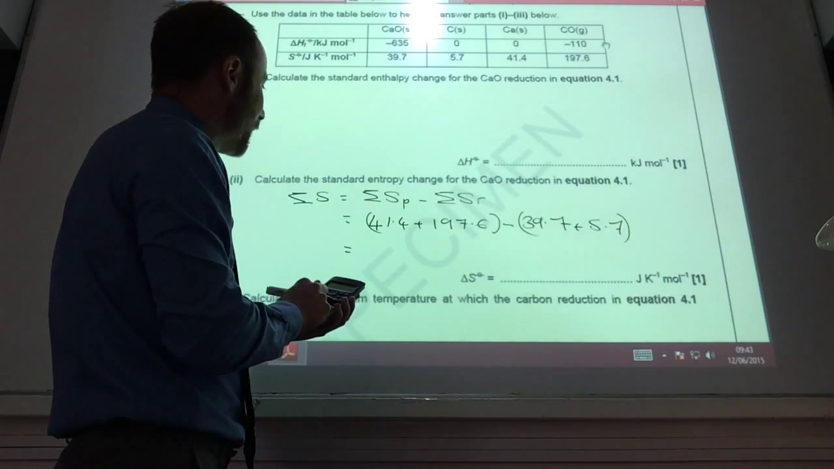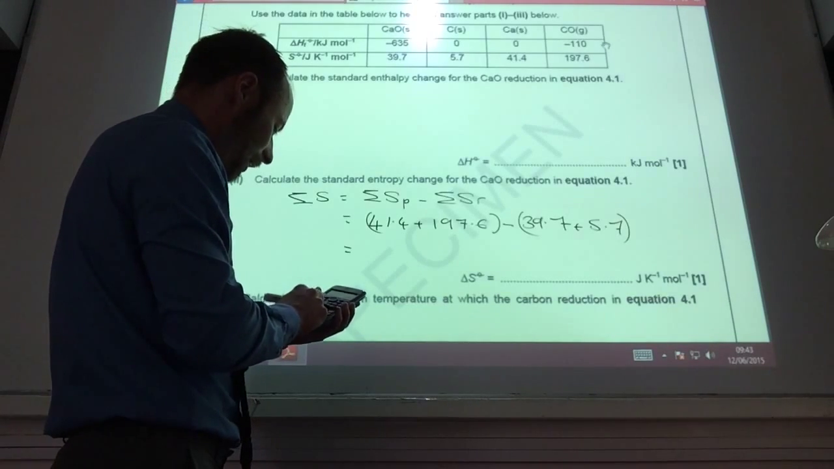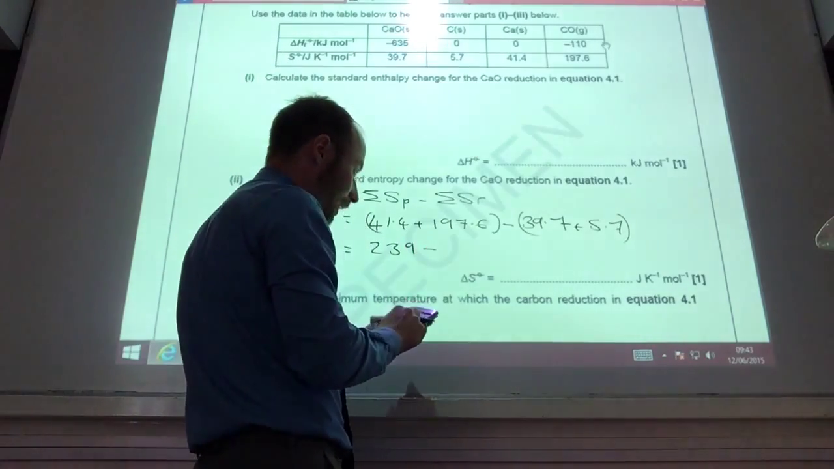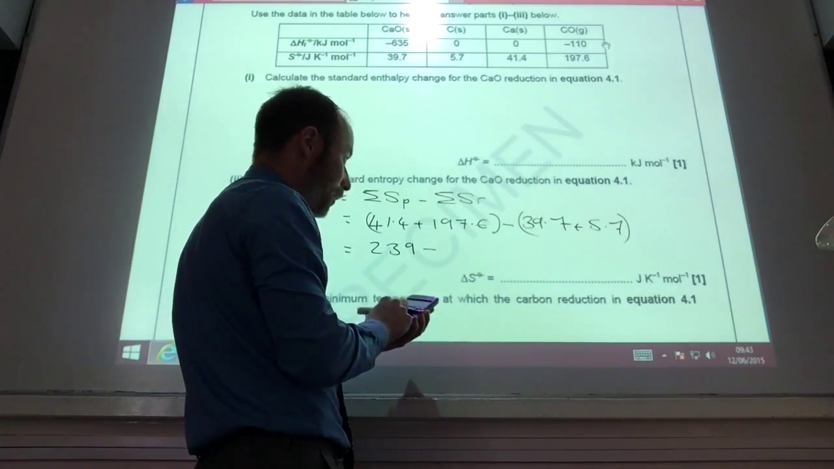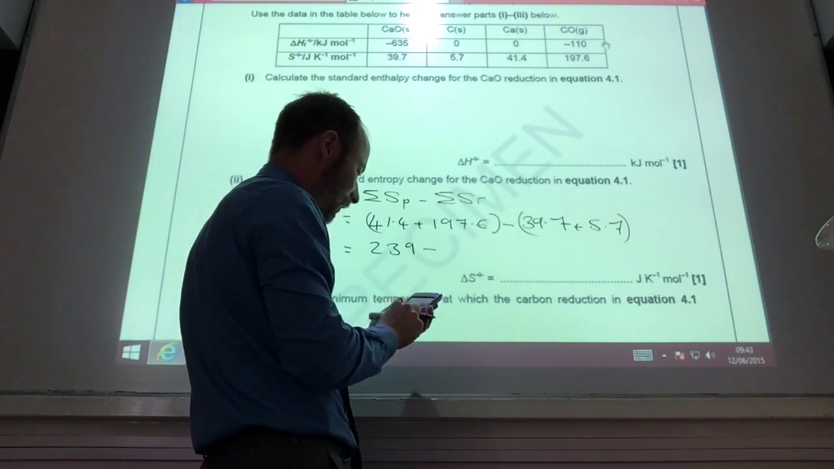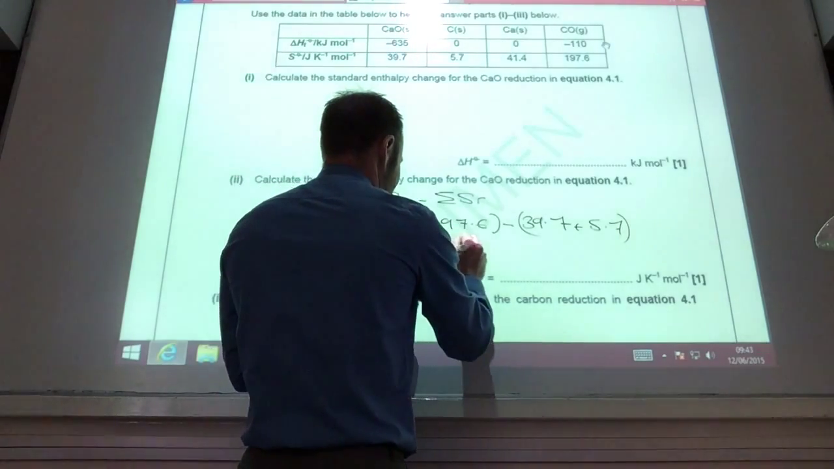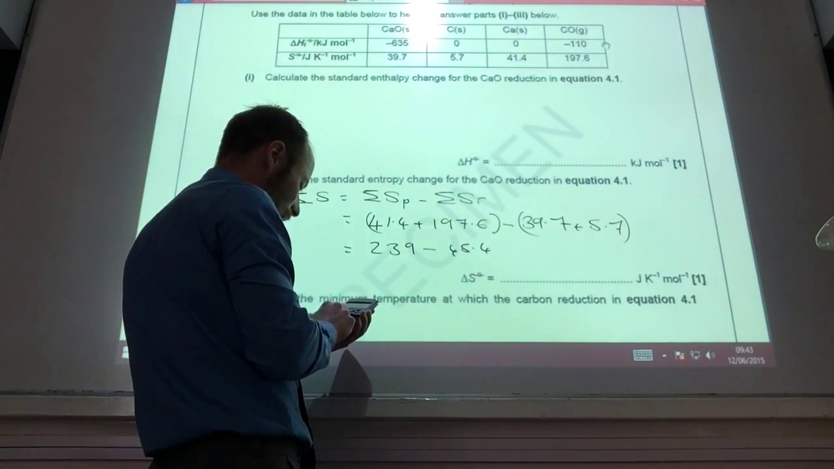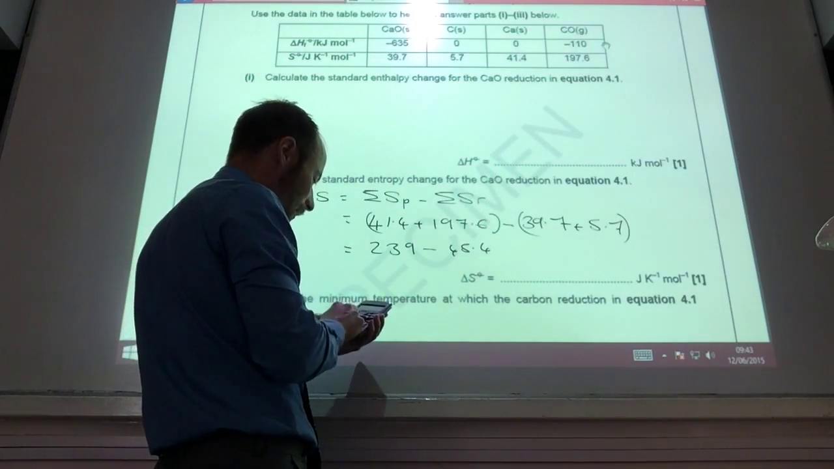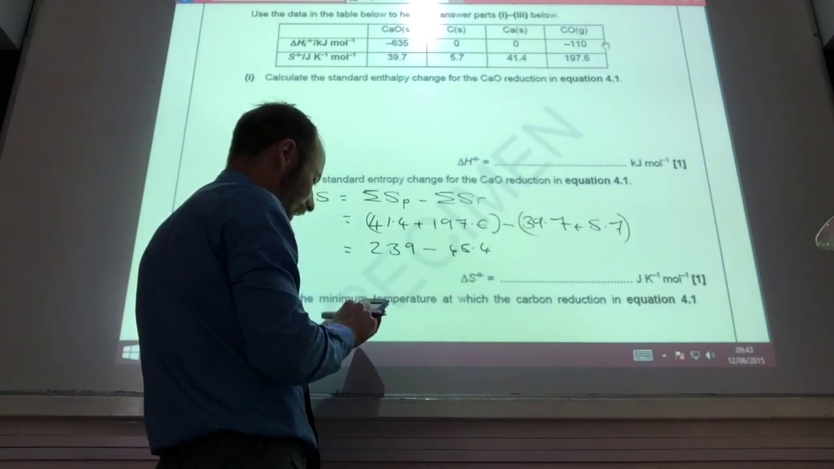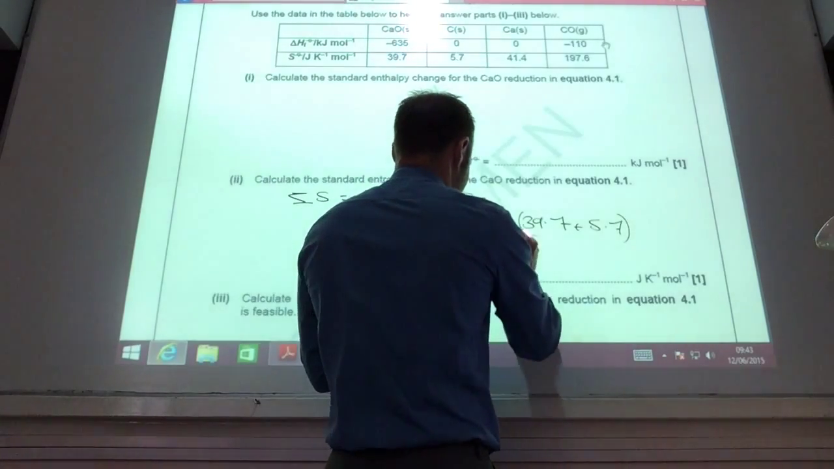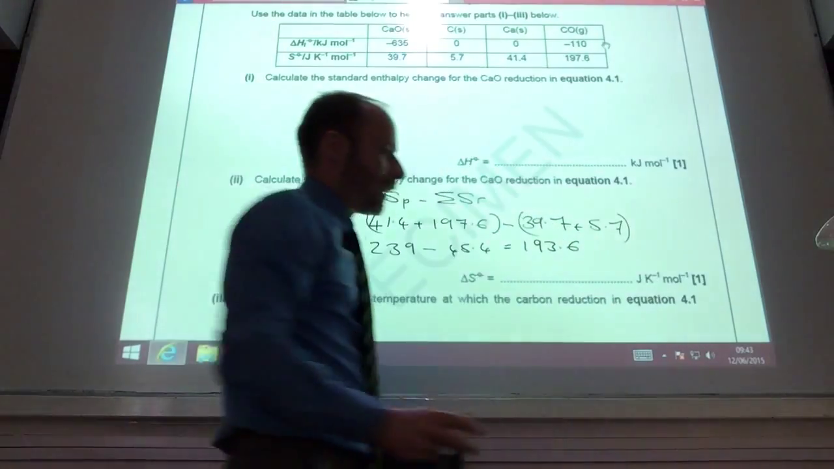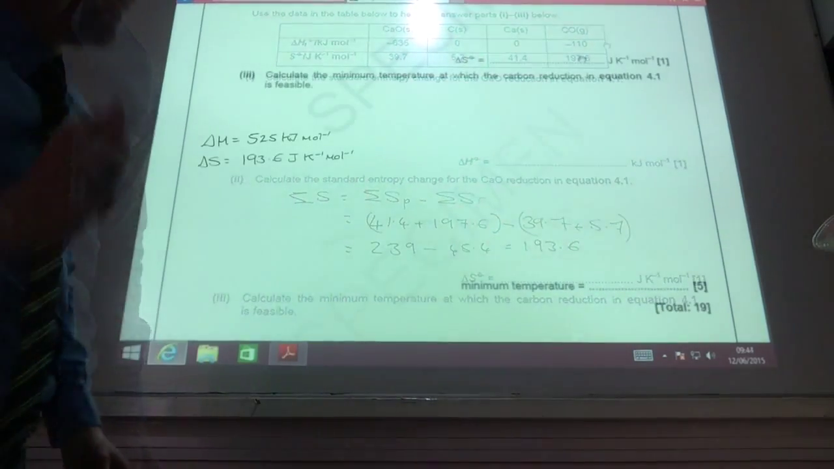41.4 plus 197.6 equals 239 minus 39.7 plus 5.7, which gives me 45.4. So let's do that. 239 minus 45.4, and that gives me 193.6 joules per Kelvin per mole.